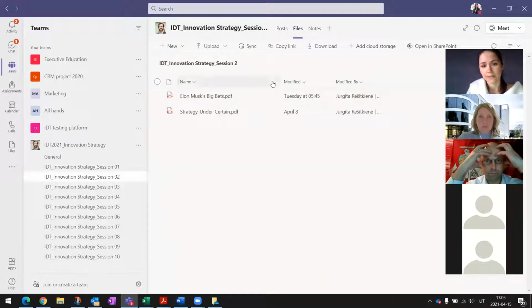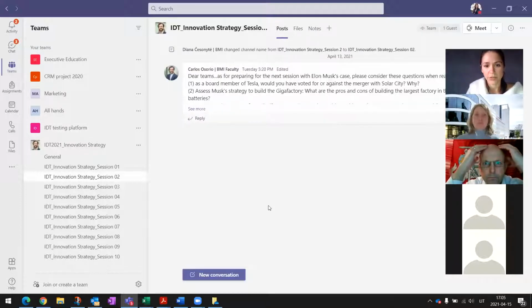Here you can go to the files. This is the pre-reading material, which was supposed to be read before today. And after that session here in the files, you will find the PowerPoint, which will be used by the professor today. And as well in the posts, you can find the recorded session of today later, and as well some messages from the professor to you.